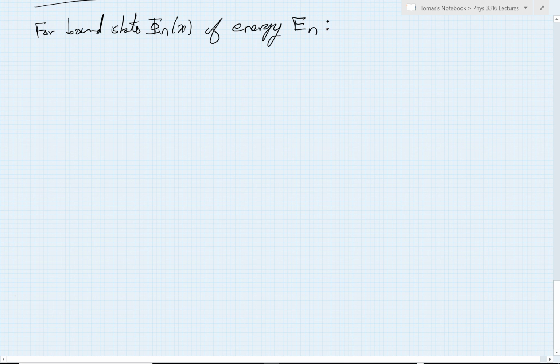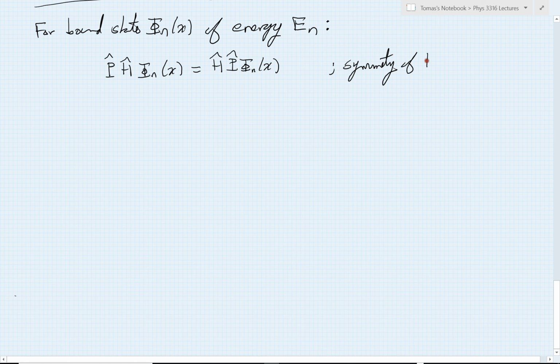Well, because these operators commute, I can write this down as P acting on H acting on phi n of x has to be exactly the same thing as H acting on P acting on phi n of x. And the reason that I can say this is the symmetry. This comes directly from the symmetry of the Hamiltonian.